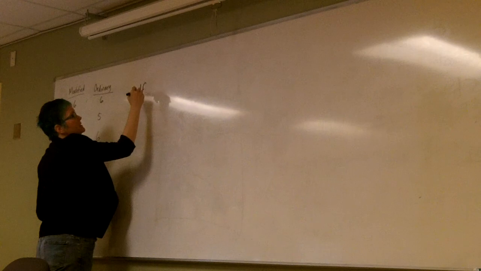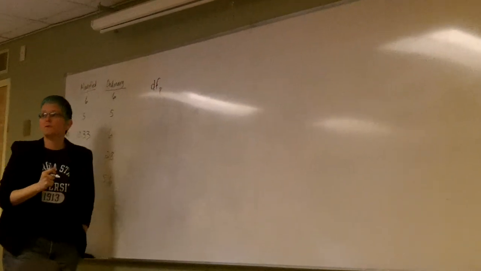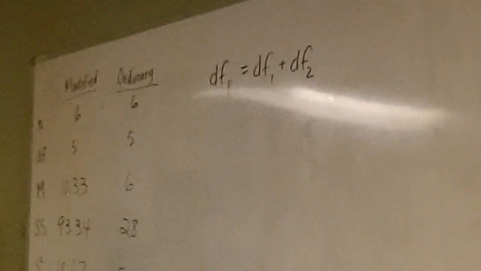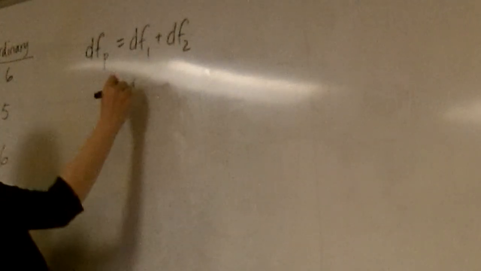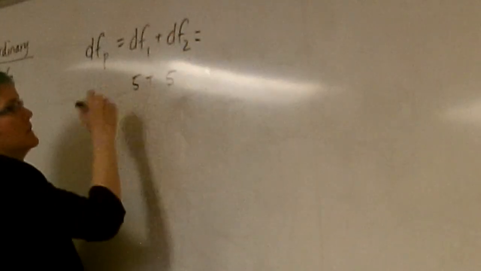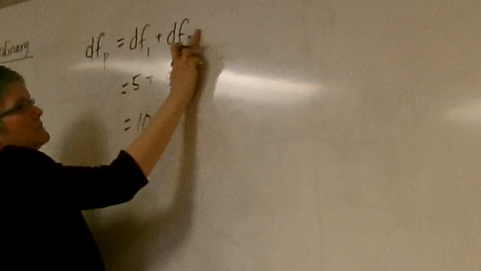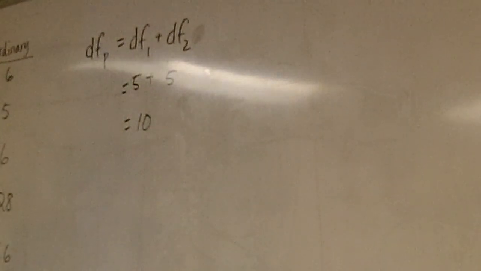Degrees of freedom pooled, that's what we used to look up the critical value. And the formula for that is the degrees of freedom for group 1 plus the degrees of freedom for group 2. So we know that the degrees of freedom for group 1 is 5, the degrees of freedom for group 2 is 5. So 5 plus 5 equals 10. So our degrees of freedom pooled is 10. Degrees of freedom pooled is the degrees of freedom we use to look up the critical value for an independent samples t-test.